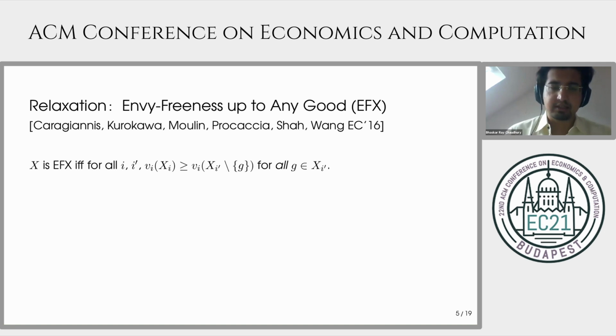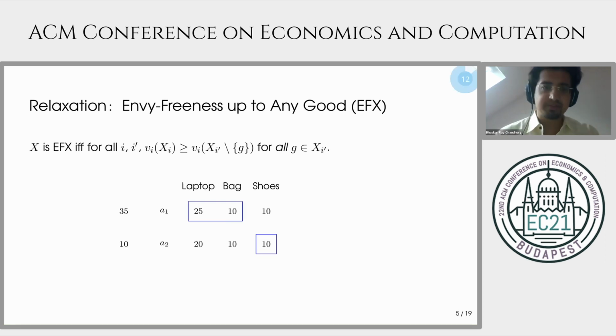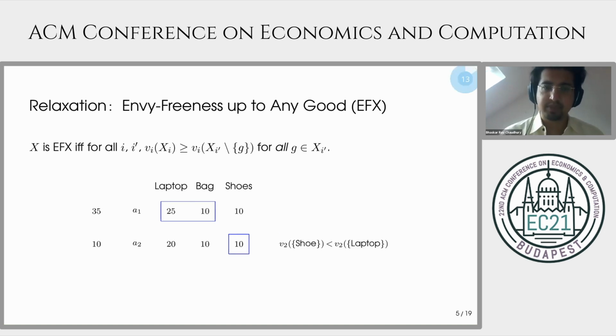Let me make it a little explicit with an example. Consider this small setting with two agents, and we want to divide a laptop, a bag, and a pair of shoes. Let's consider this allocation where I allocate the laptop and the bag to the first agent and the pair of shoes to the second agent. This immediately doesn't seem to be the fairest allocation, and it indeed isn't. Consider the second agent, for instance.